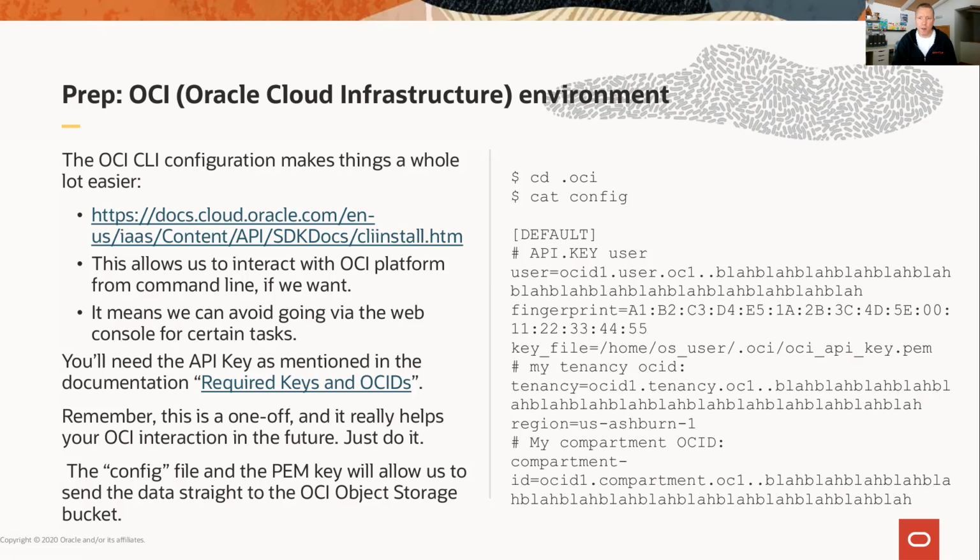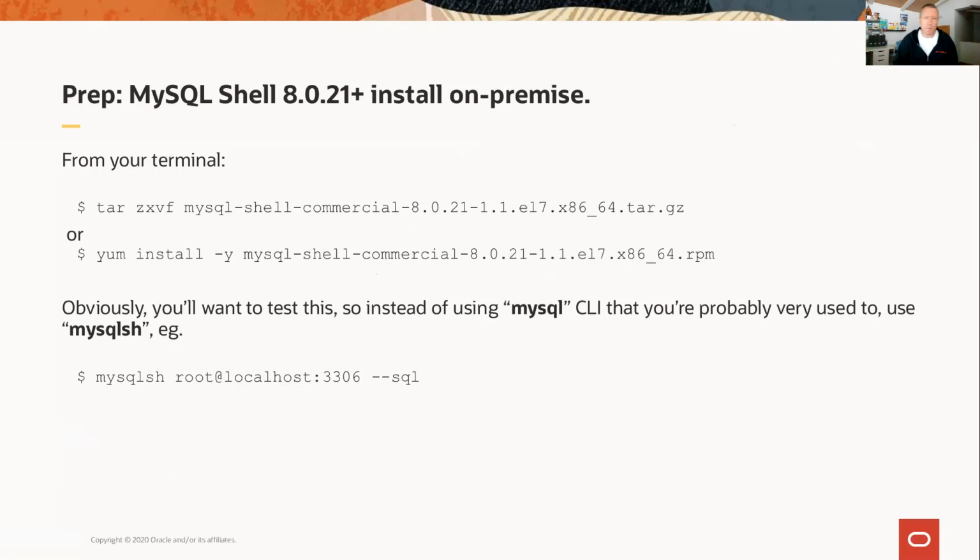And you get the key file, which is located locally and which you download, via the required keys and OCIDs, and we need the fingerprint as well. So have a look at that part. It's very easy to do. Just configure that file, and we're ready. Get MySQL Shell, it doesn't matter where you get it from. Get 8.0.21 and install it. I use Linux versions here.